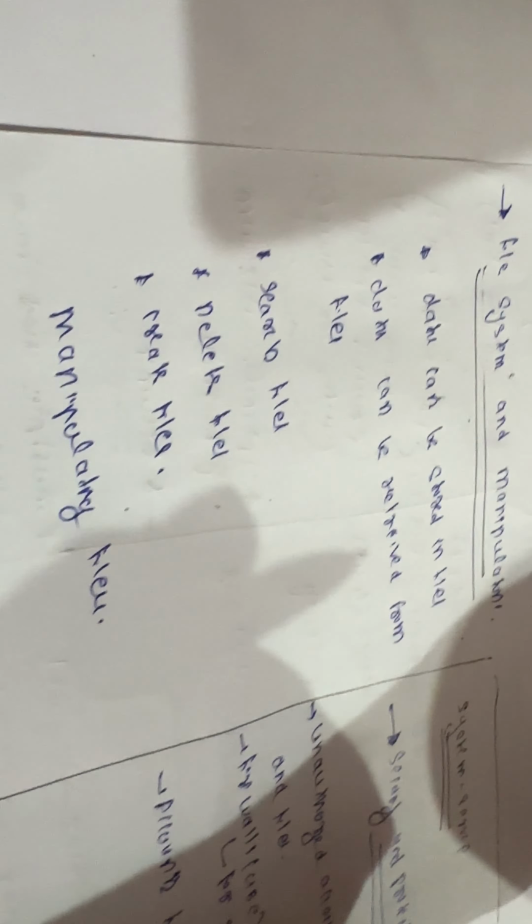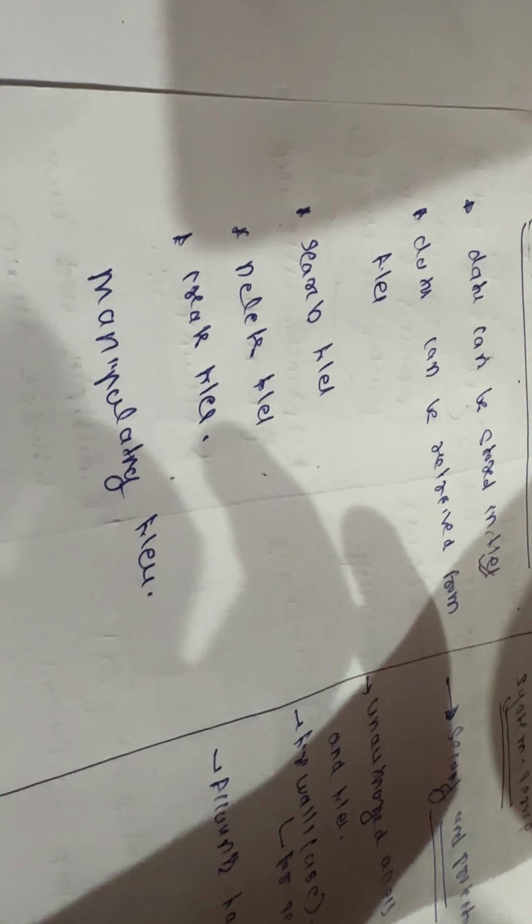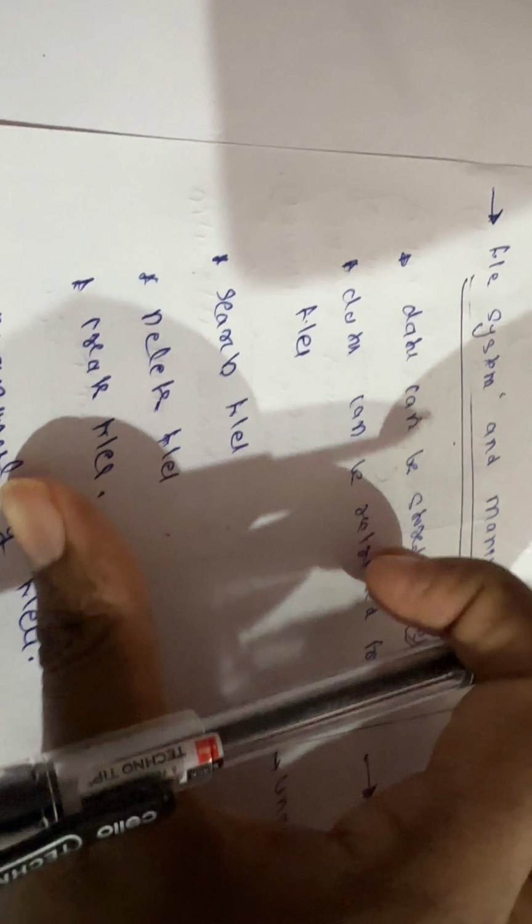What are the operations that you can basically do in a file? The data can be stored in the file. The data can be retrieved. You can create files. You can delete files. You can also update them. You can search the different files. All these things are done, so the operating system helps in doing these things.